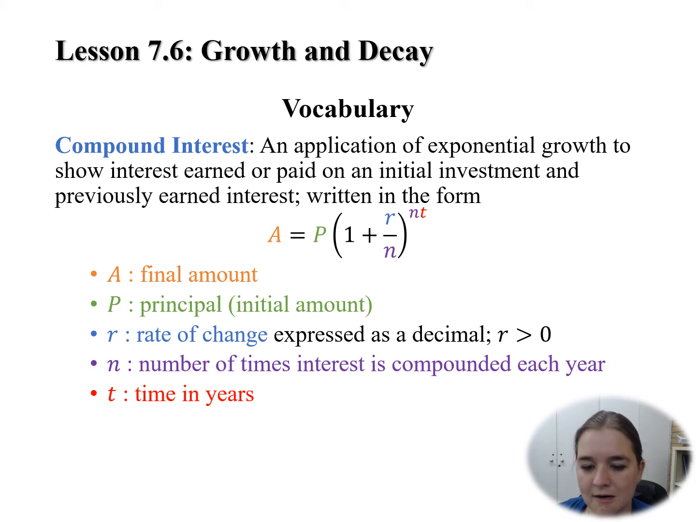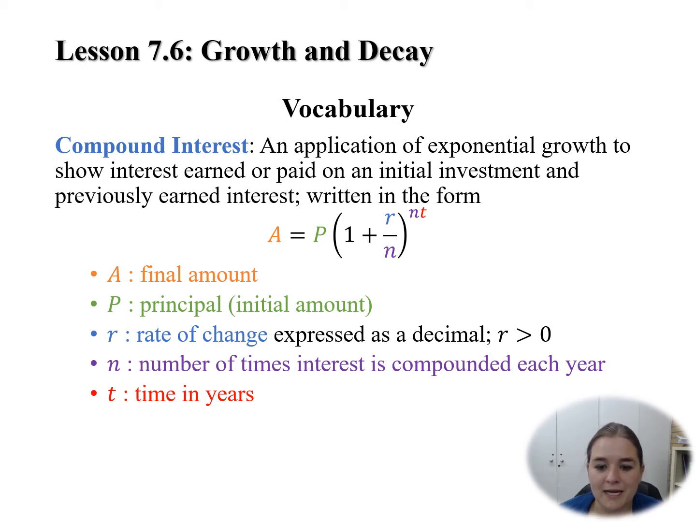The other piece that I'm going to do with this is I can show compound interest. Again, I'm talking about that same generic form where I have y equals a b to the power of x. But this one is an application of exponential growth to show interest earned or paid on an initial investment and previously earned interest. This one has some real-world implications for you. We're going to do an example in this video about a car loan. These are things that you will encounter in your real life.